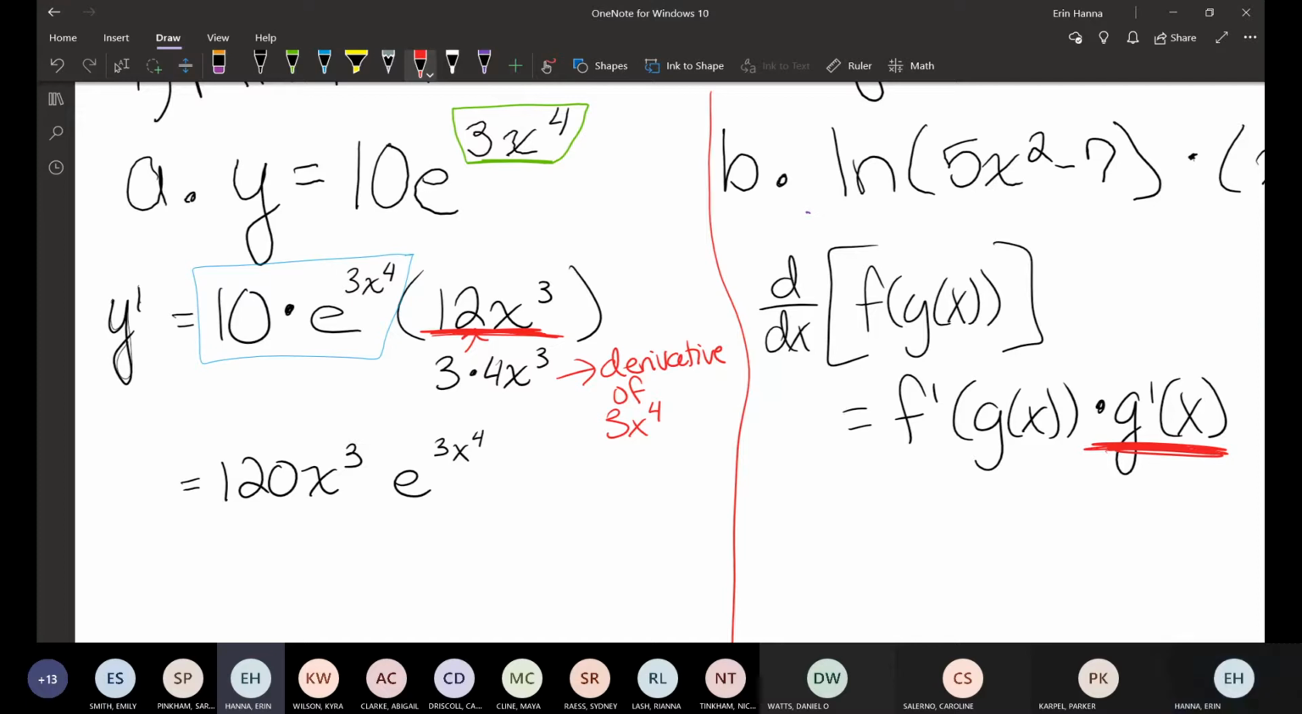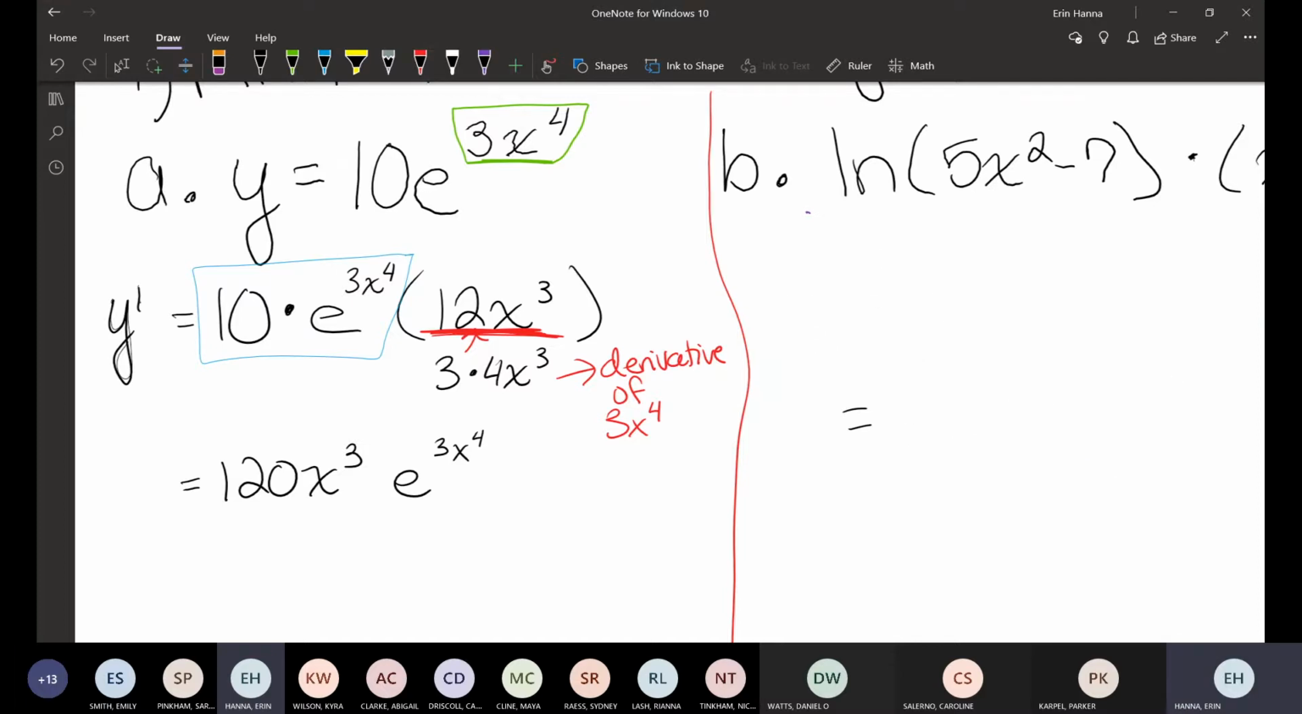And all right. I gotta erase this because it's getting in my way.